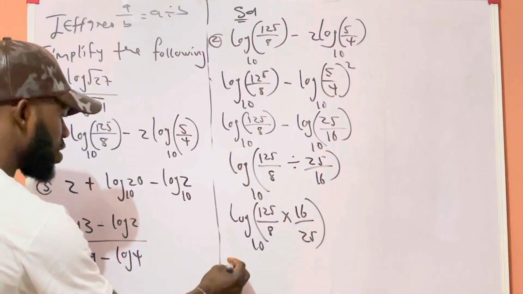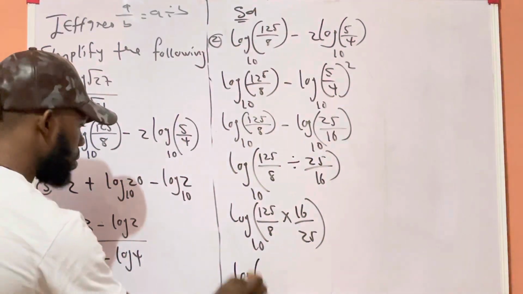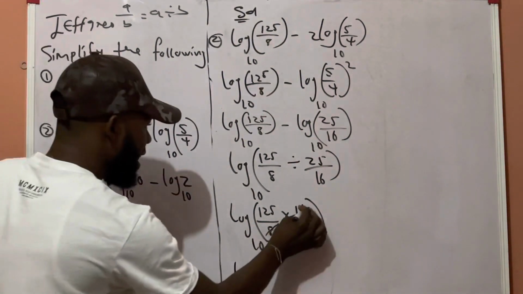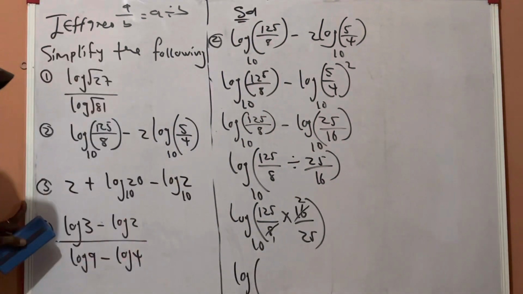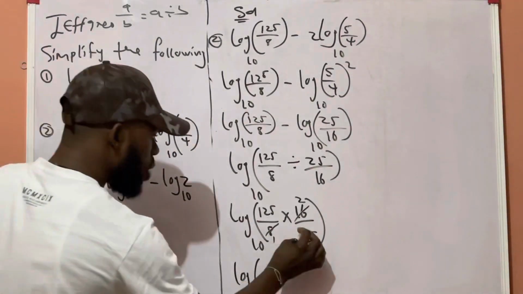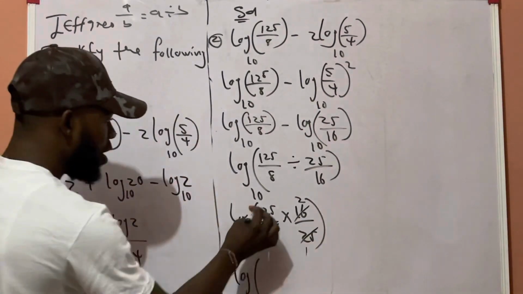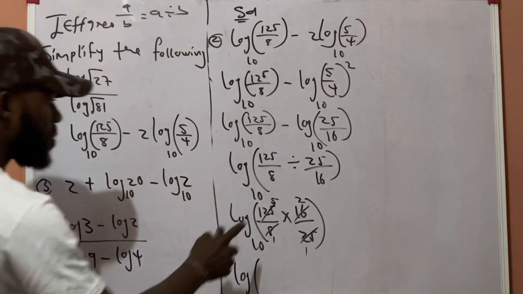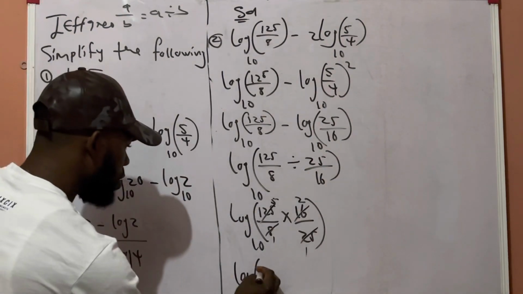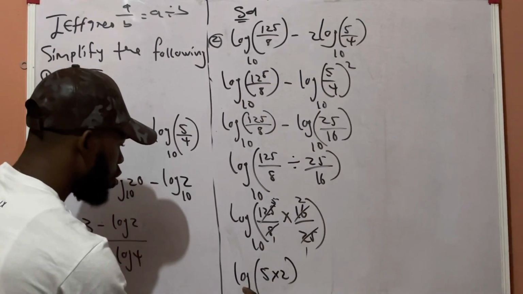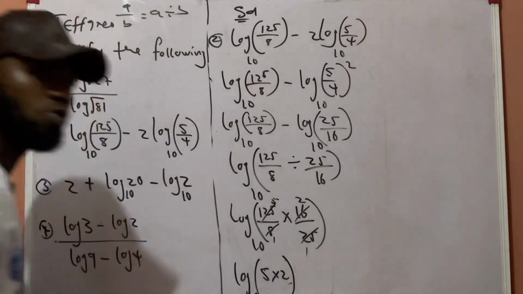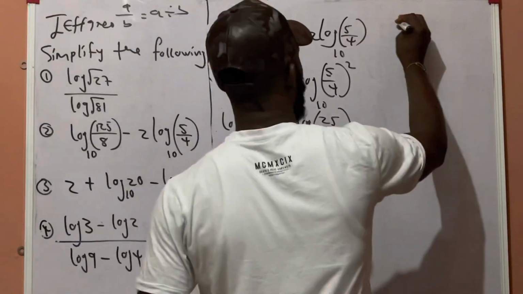Now, we now have this log. I believe 8 cancel itself is 1, and 8 cancel 16 is 2. And also, 25 cancel itself is 1, 25 cancel 25 is 5. So what do we now have left in this math? 5 times 2. So here becomes 5 times 2 to the base of 10. Now we all know that 5 times 2 is 10. So what do we now have, class?